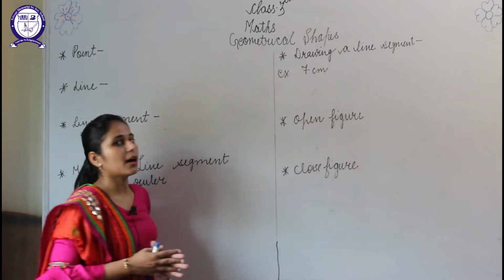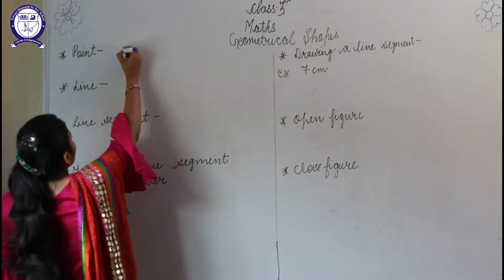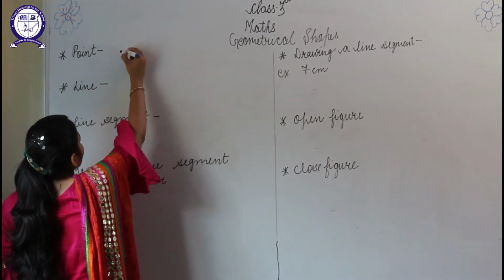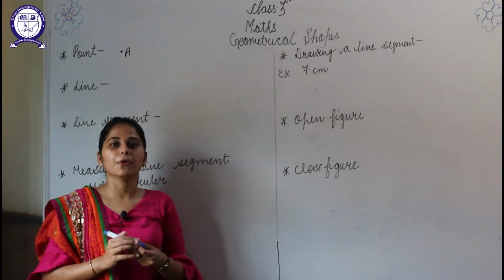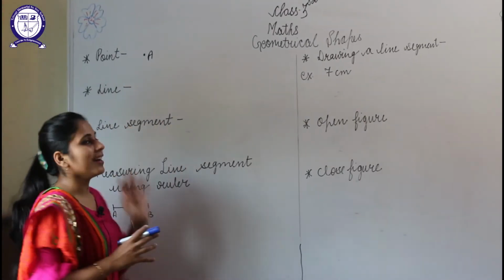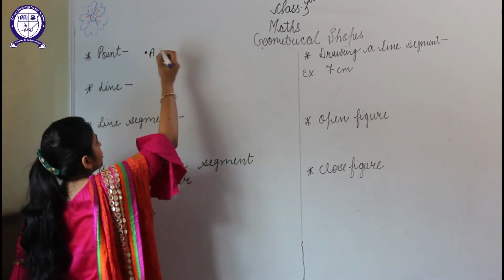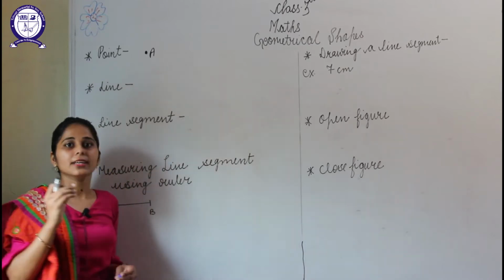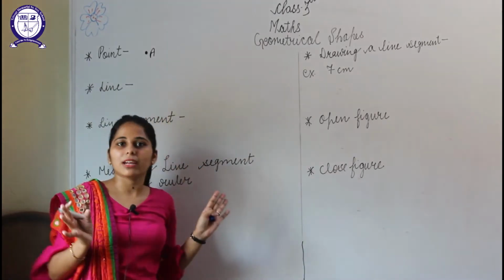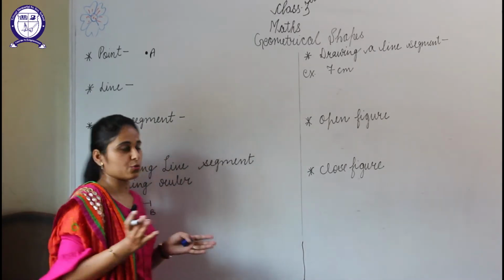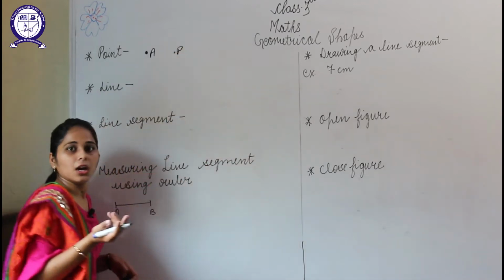Now we'll discuss, first, the point. What is a point, students? A point is the dot representing a position or a location. Suppose I am telling you to draw a point or draw a line near the point A. It means this A is representing a position. So the name of this point is A. A point is represented by a dot. It does not have a length, it does not have a thickness, students. We can have any name, like P, Q, R.